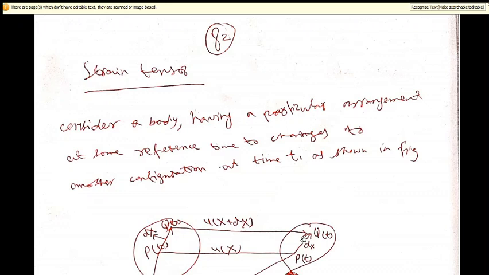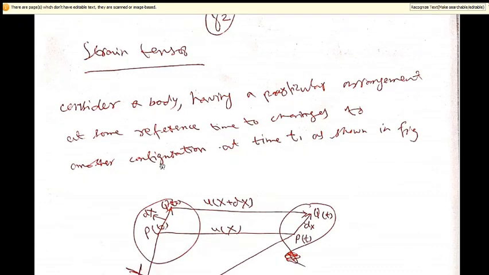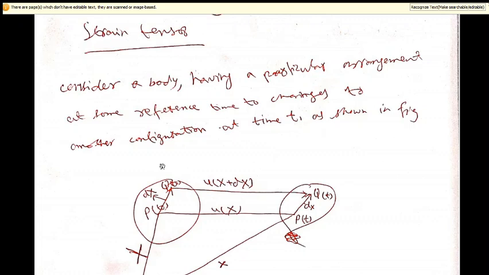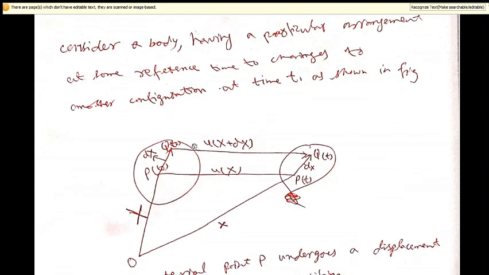Now the strain tensor. How can we derive the mathematical expression for the strain tensor? Let us suppose a body having a particular arrangement at some reference time t0. This is at the time t0. Now it changes to another configuration, another arrangement, at time t. Now this is with respect to time t.